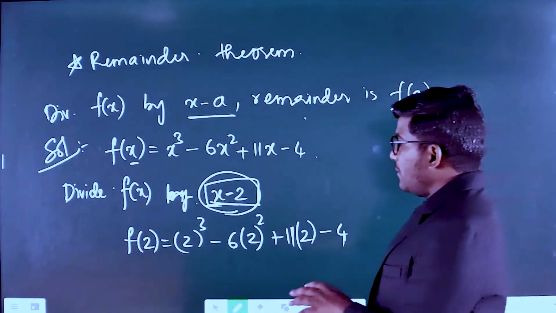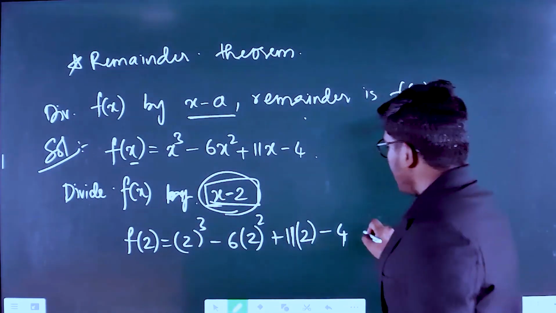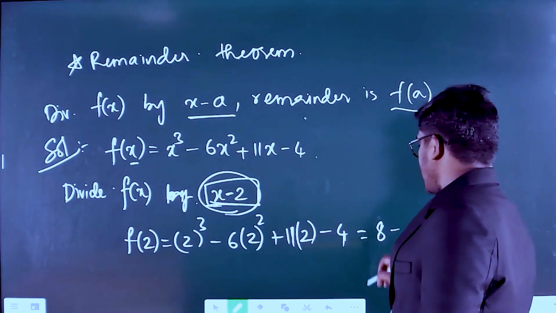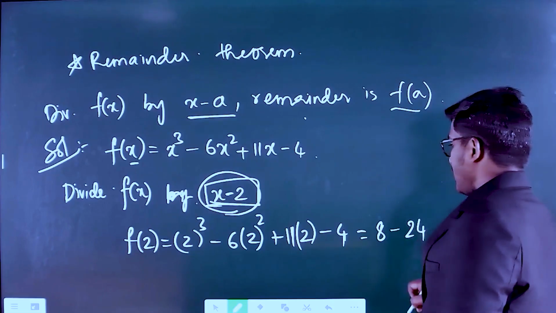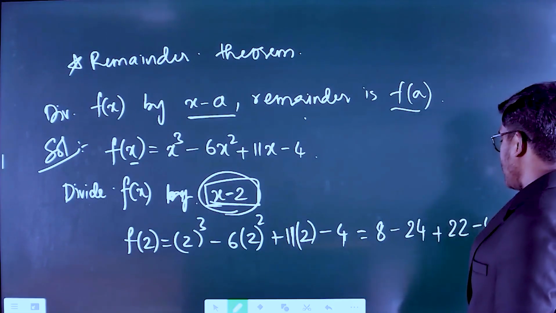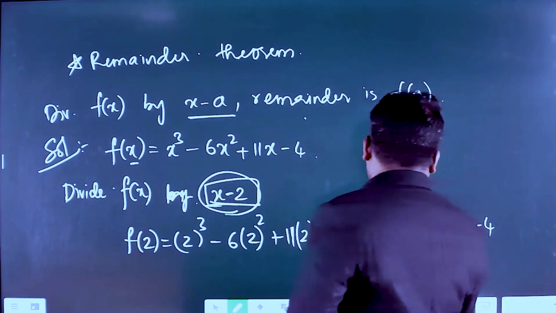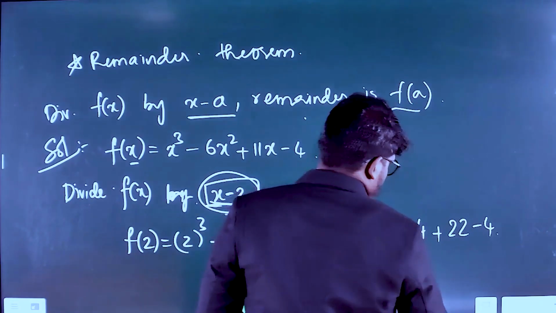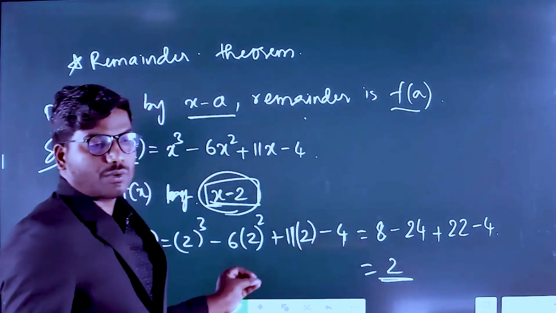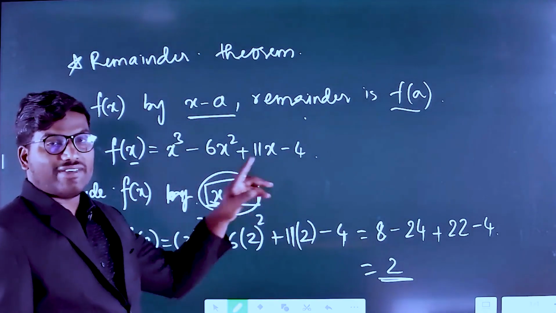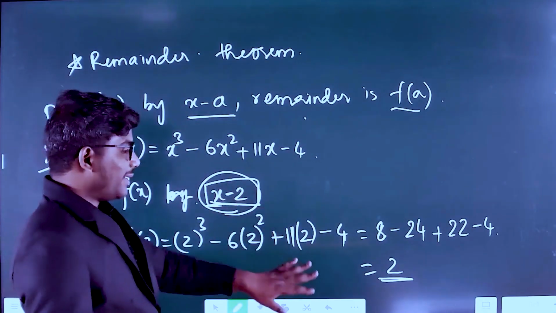The remainder will be 2 cube is 8. 8 minus 6 times 2 square is 4. So 6 times 4 is 24. Plus 11 into 2 is 22 minus 4. So this will be 8 minus 4, 4. 4 minus 2, 2. So the remainder will be 2. When I'm dividing f(x) is x cube minus 6x square plus 11x minus 4, the remainder will be 2. Is that all right?